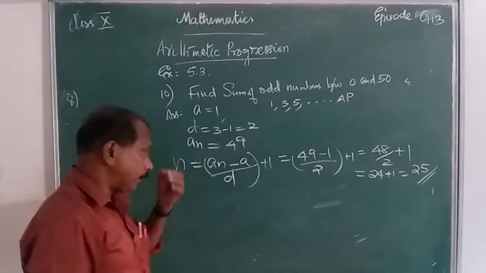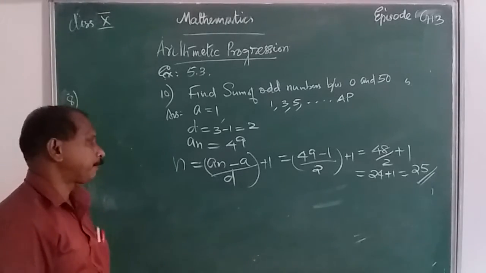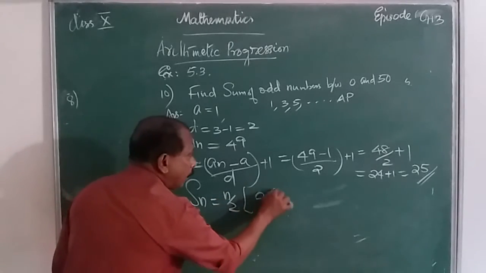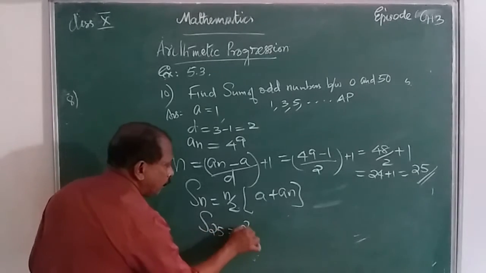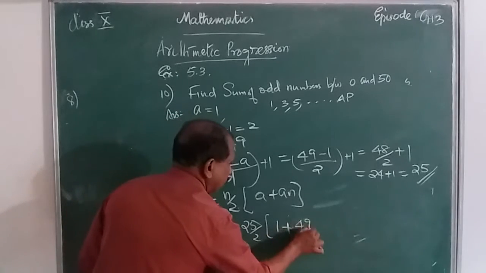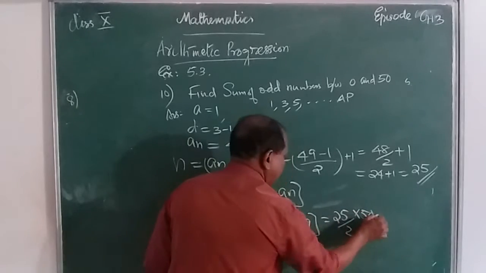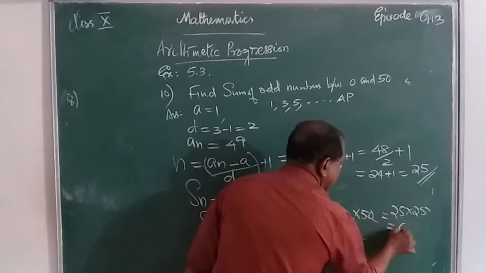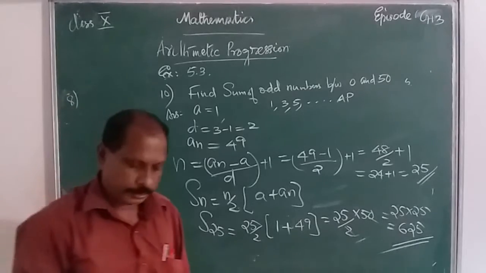That means from 0 to 50 or 1 to 50, there are 25 odd numbers and also 25 even numbers. Therefore, the sum S25 is equal to 25 by 2 into (a plus l). What is a? It is 1. What is l? It is 49. Is equal to 25 by 2 into 50. Cancels. 25 into 25. What is it? 625. That is the answer.